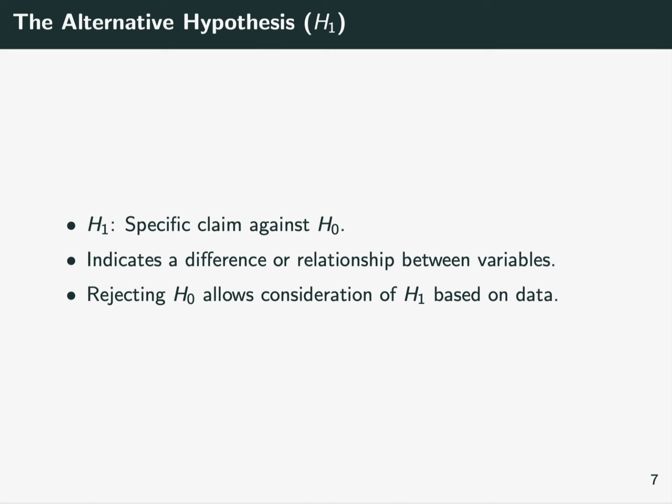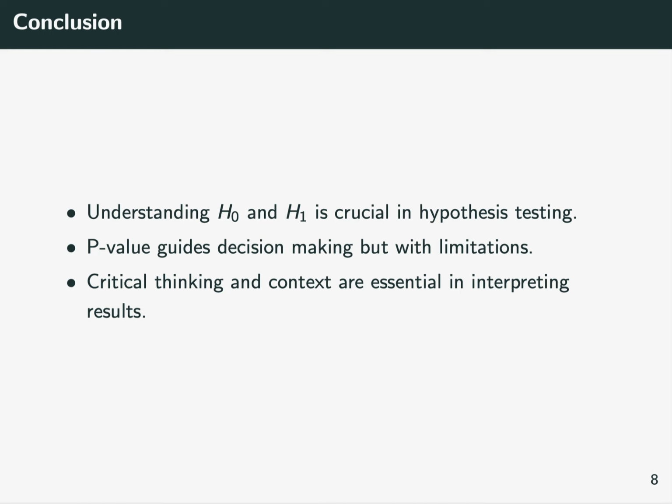If we reject the null hypothesis, we then must consider whether the alternative hypothesis is a plausible explanation for the observed data. That is, we can't just assume that because we've rejected the null hypothesis, H0, that H1 is true. We still have to use some common sense. And that's something that's often missing, right?